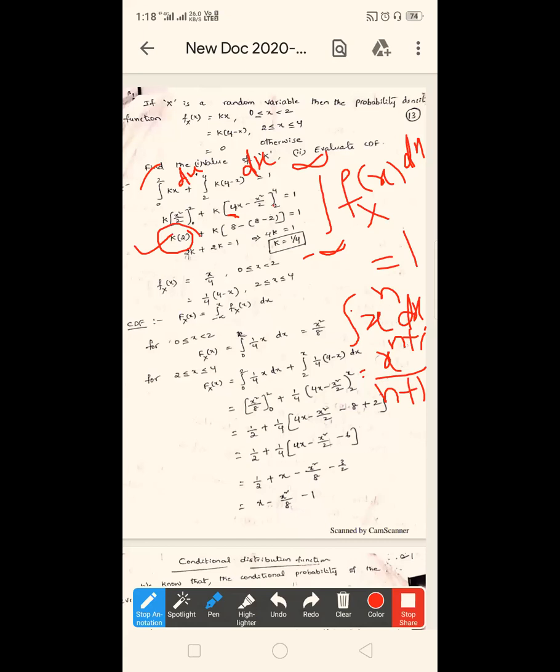Next, for the second term also apply the limits. k is constant, so within the brackets you have to apply the limits. Instead of x, first substitute 4 and then substitute 2. First the upper limit: 4 into 4, 16, minus 4 into 2, 8. 16 minus 8, you will get 8.